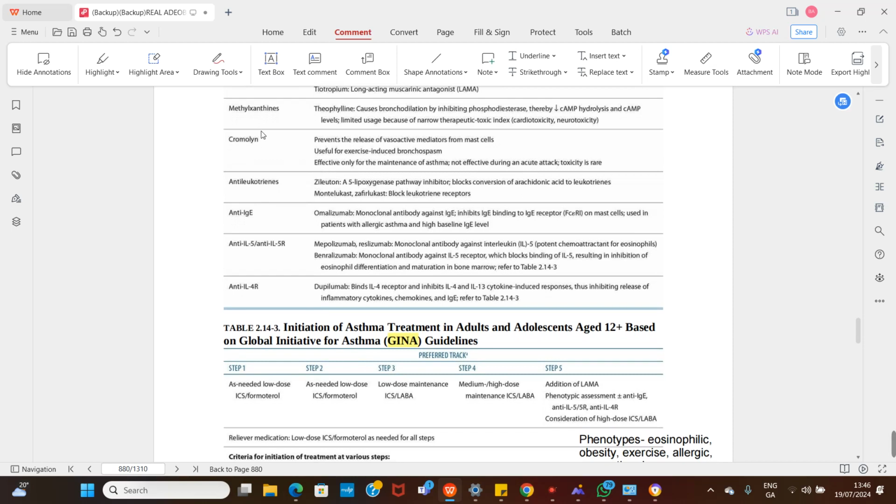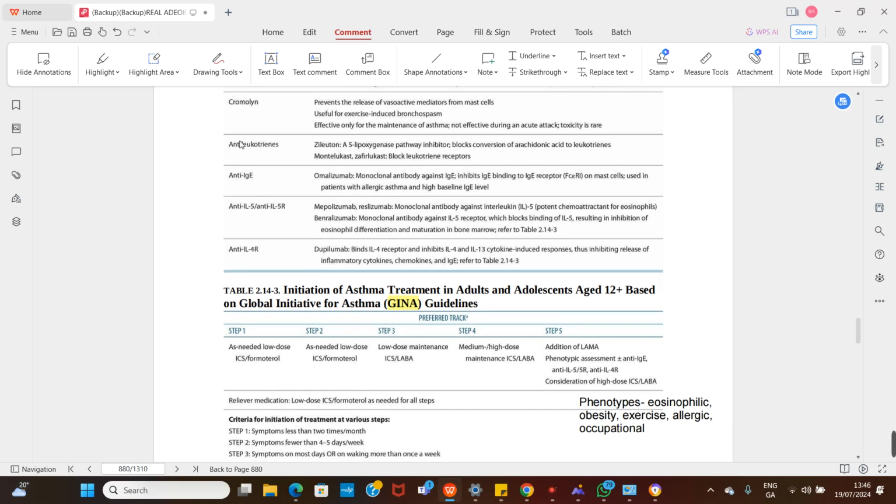Cromolyn is also one of the drugs used in treating asthma, and it's a mast cell stabilizer, preventing degranulation of mast cells, and it's very useful in exercise-induced bronchospasm. The anti-leukotrienes are the agents that help to prevent the activity of the leukotrienes, either the ones that inhibit the synthesis or the ones that block the receptors. So we have the 5-lipoxygenase inhibitors. That's Zileuton. They prevent the formation of leukotrienes from arachidonic acid.